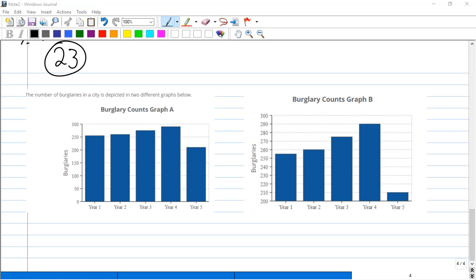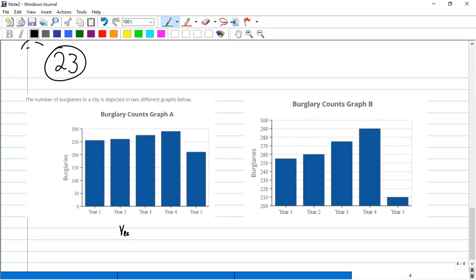All right, so look at year 4. How many burglaries? We can tell by looking at graph B, the exact number is 290. You can't really tell at graph A. So in year 4, we had 290 burglaries. Now, what about year 1?